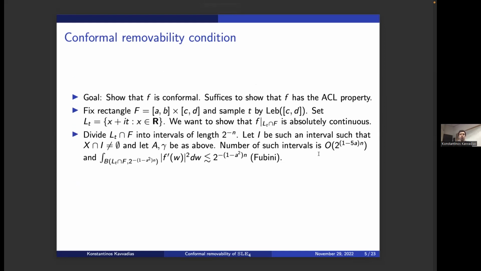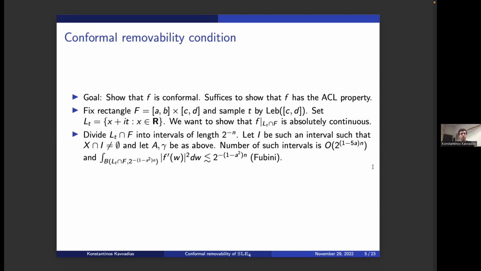So here the number of those intervals is of this order, 2 to the 1 minus 5 times A times N. This is because we take A to be sufficiently small, but fixed. And also, by Fubini theorem, the integral of the square of the derivative of F near a very small neighborhood of the part of the typical line in the rectangle is at most a constant times 2 to the minus 1 minus A squared times N. This comes from Fubini theorem.